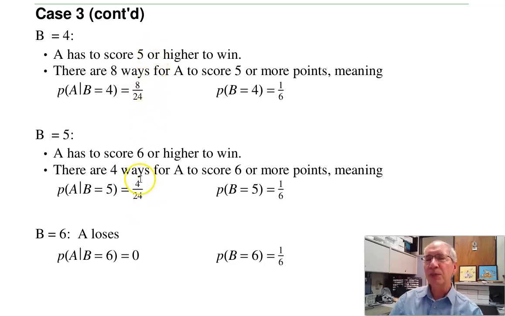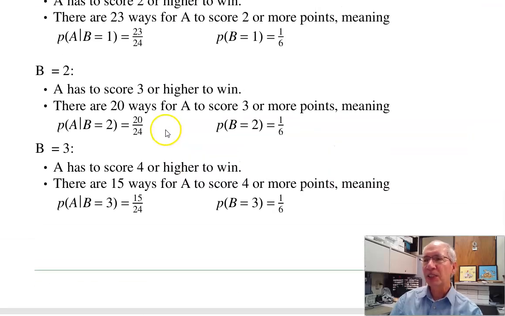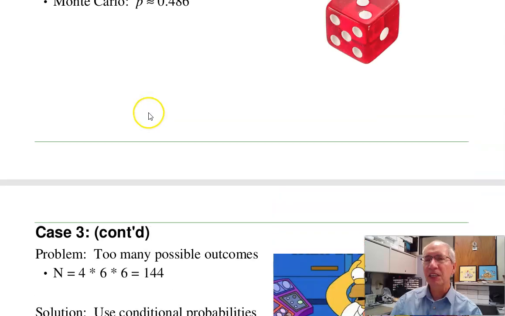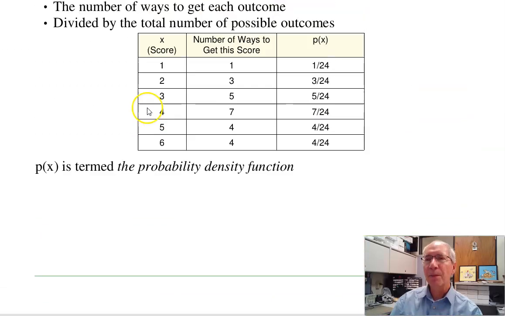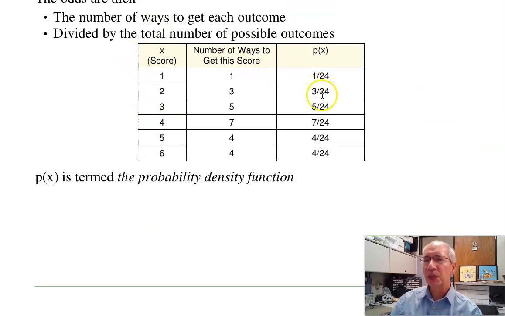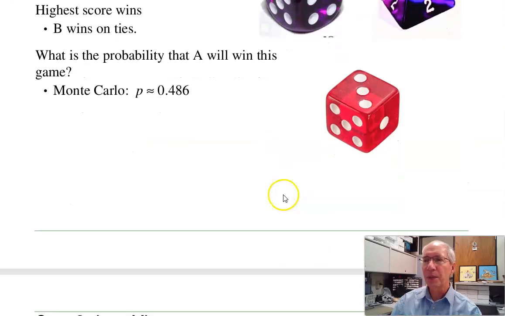Okay, those are the conditional probabilities. I basically went back to the previous calculations and just added them up. Add these up. It's 23 in 24 chance that A got 2 or higher. 20 in 24, 3 or higher. 15 out of 24, 4 or higher, and so on.